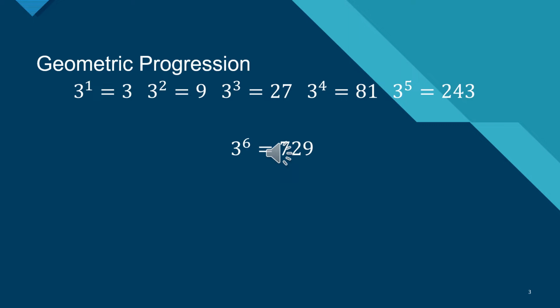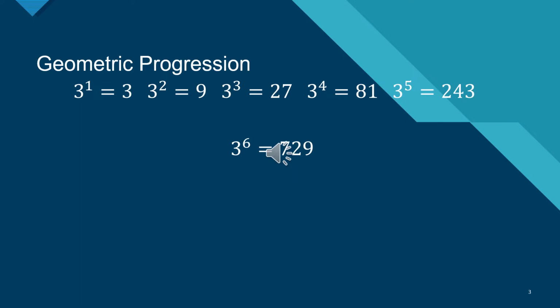So in this case, for the first term, that's 3 to the power of 1. The second term, 3 to the power of 2 to get 9. Third term, that's 3 to the power of 3. And for the fourth term, that's 3 to the power of 4. And that should give us 81. And the fifth term, that should be 3 to the power of 5. That gives us 243. And for the sixth term, that is 3 to the power of 6. And that should give us 729, which is actually what is being asked in the problem.